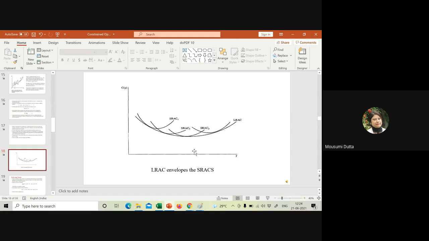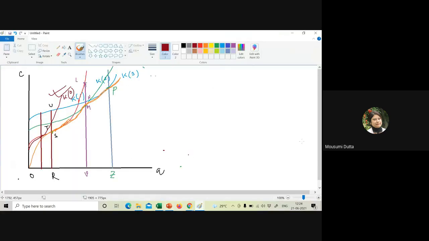So do you know all these things? Falling part, rising part, minimum point, you know these things very well? Rest of the students? Okay. Don't draw this kind of diagram, okay? Don't draw a diagram like this. This is a wrong one.